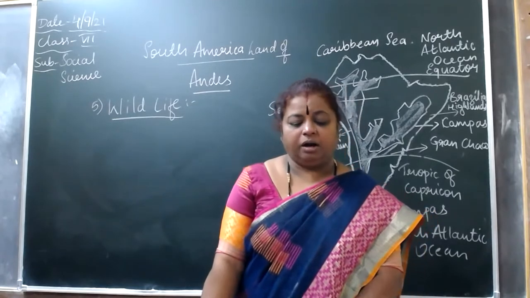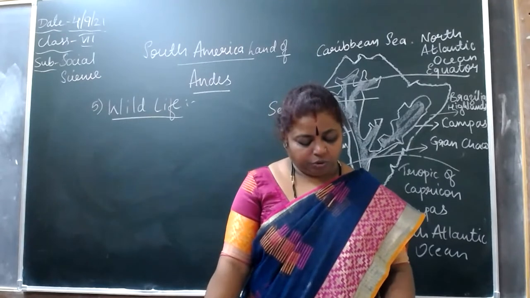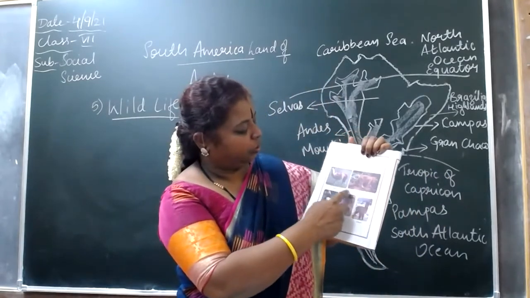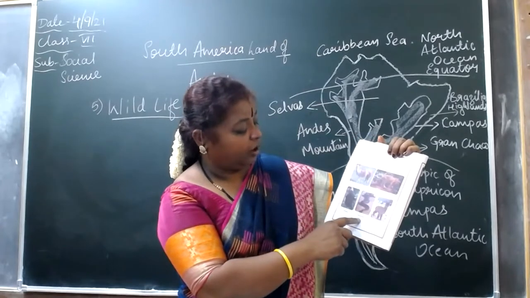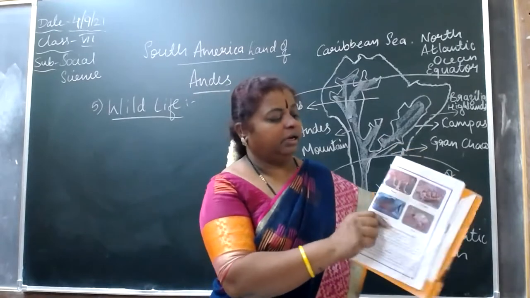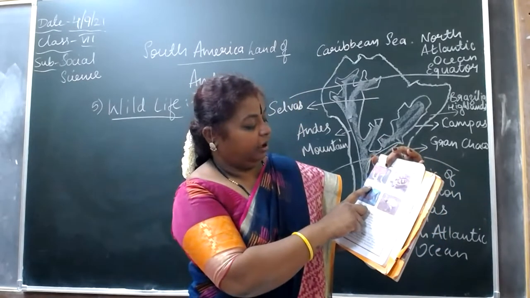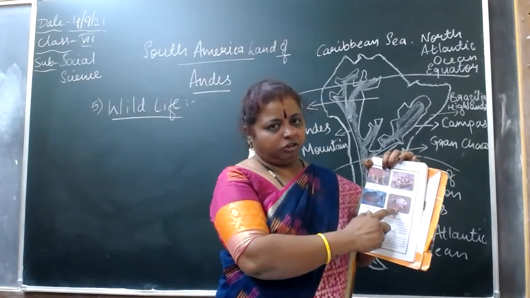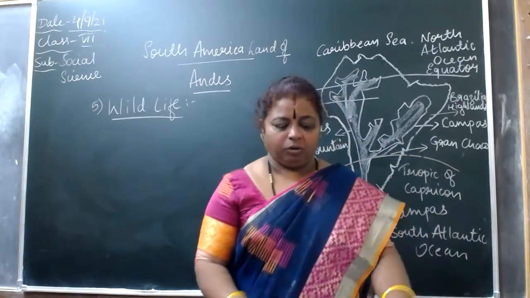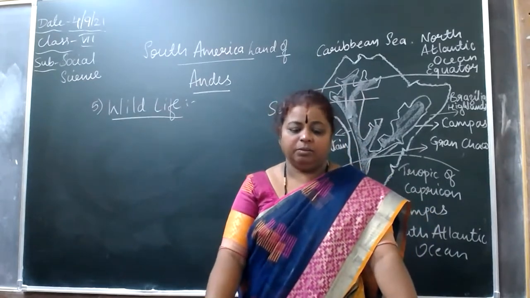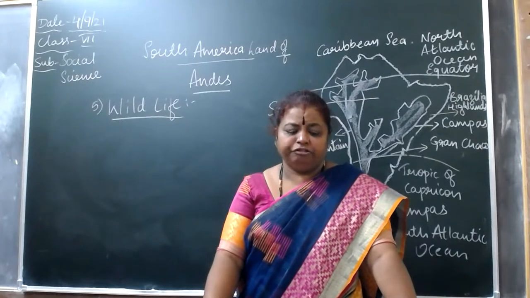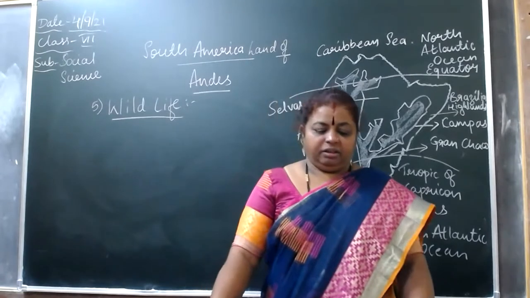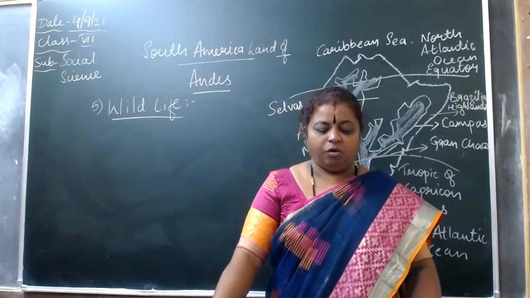Puma and jaguar are large animals. I can show you here. Page number 148, children. Those who don't have the textbook can see here. Jaguar, llama, anaconda, alpaca, puma, tortoise, piranha fish, rhea. You can see this, it looks like an ostrich in Australia, with a long neck. Puma and jaguar are large animals of prey which feed on monkeys and other smaller animals.